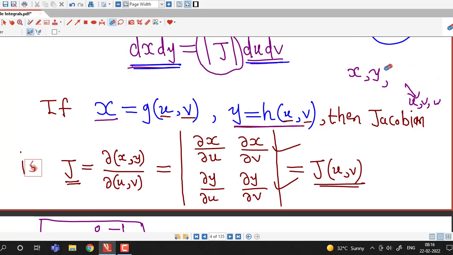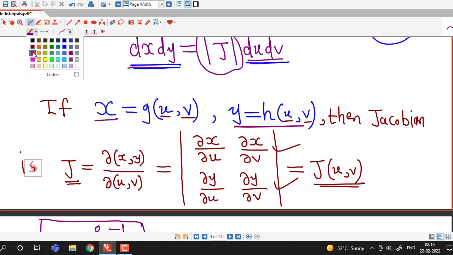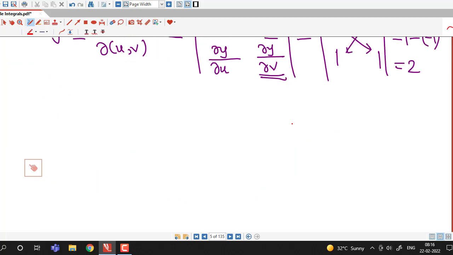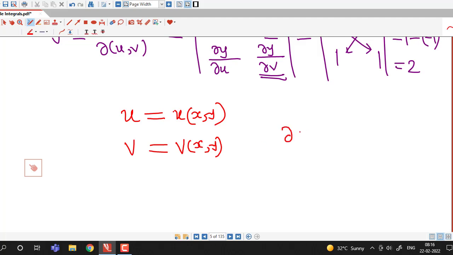So that we will discuss in the topic of triple integrals. Here we require the Jacobian of two dependent variables x and y with respect to two independent variables u and v. Now sometimes we can write down u and v in terms of x and y also. We can express u and v in terms of variables x and y. So in that case we will have the Jacobian of u, v with respect to x, y. So this we can denote by J dash.